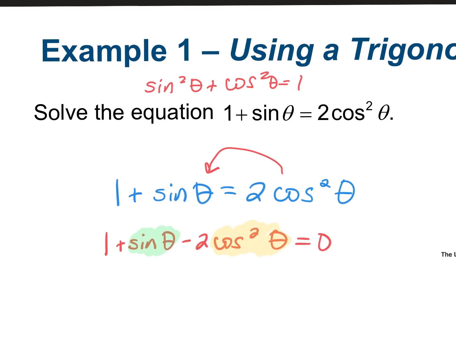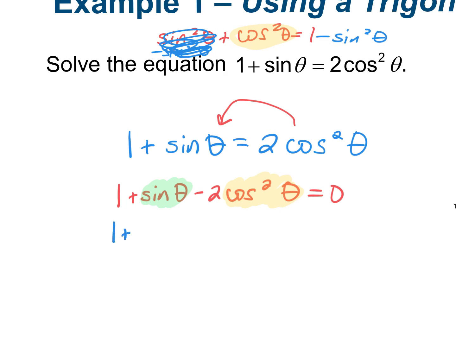Now, if I wanted to change cosine squared into something in terms of sine, how would I do that? How would I get this cosine squared theta all by itself? What would I have to do with the sine squared? Just subtract it. So I would subtract sine squared theta on this side, and then I subtract sine squared theta on this side. Now, do I now have cosine squared in terms of sine? Yes, so I can rewrite this as 1 plus sine theta minus 2. Instead of cosine squared, I'm going to replace it with 1 minus sine squared. And then I have equals 0.